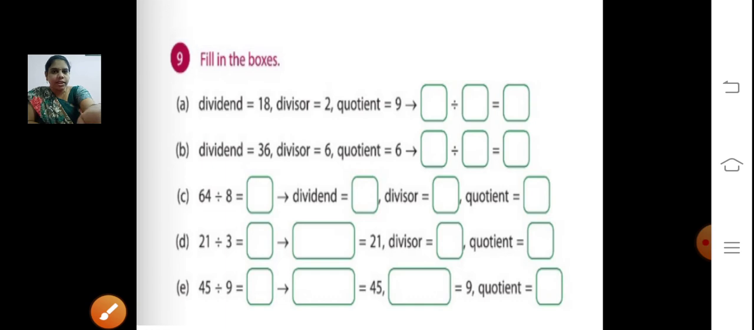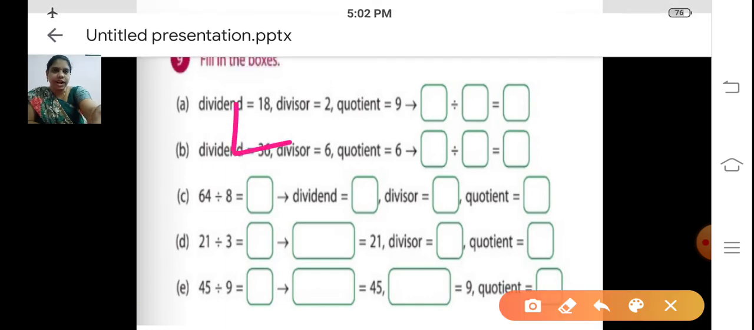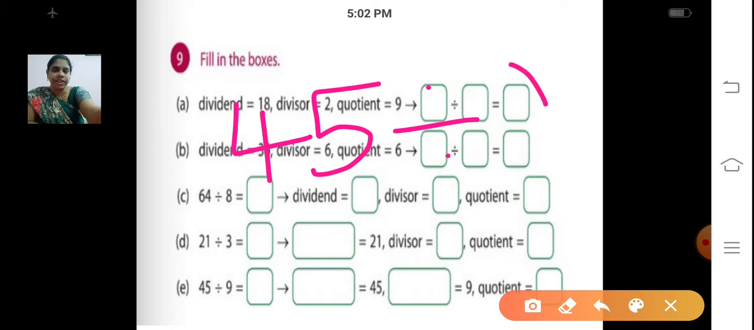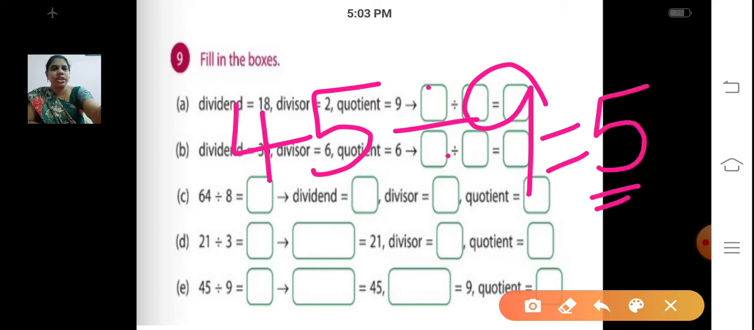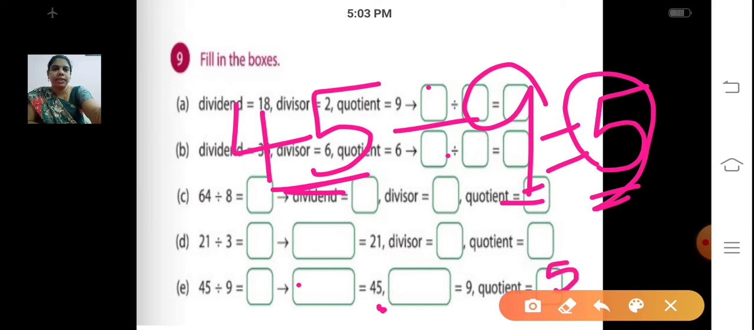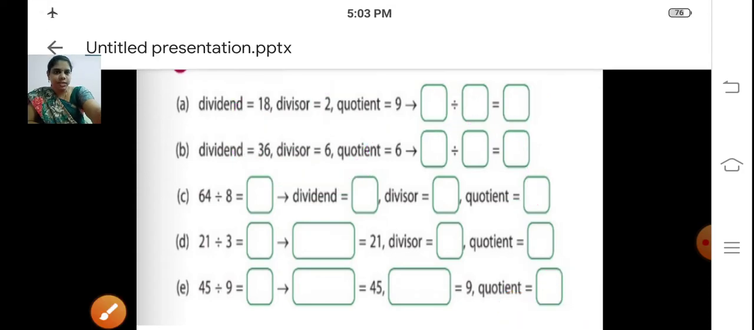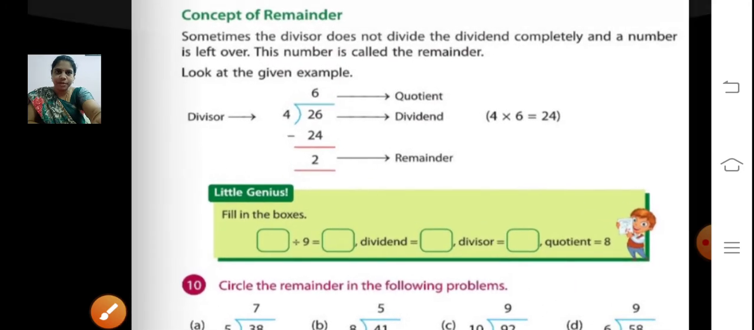Yes. Now last sum we'll do now. 45 divided by 9. What answer you'll get? When you divide 45 by 9, 9 5s are 45. So 5 is the quotient. Now what is 45? Dividend. 45 is dividend and 9 is divisor and quotient is 5. So you are going to write dividend, and 9 is the divisor, and quotient is 5. Now we'll see the concept of remainder.